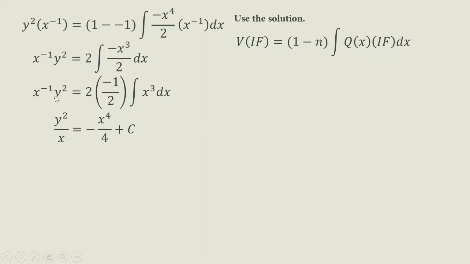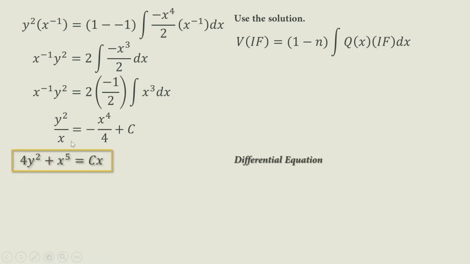And then since x here is raised to negative 1, this term will be equal to y squared over x. And then simplifying further, we have to multiply by 4x to our equation in order to not have any denominator. So that is 4y squared plus x raised to 5 is equal to cx, our general solution of the differential equation.